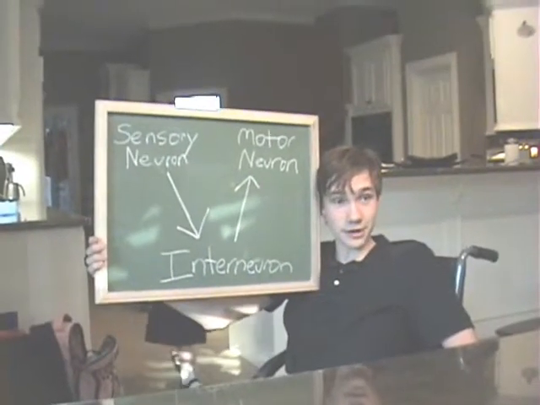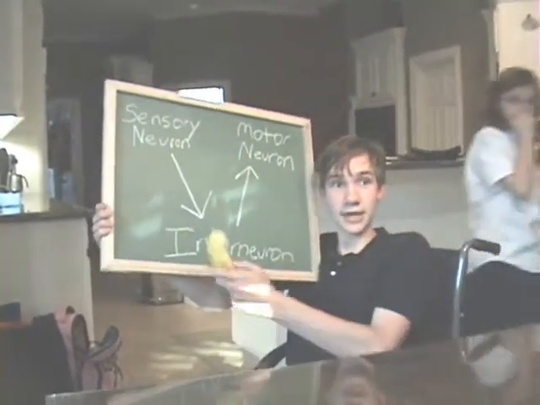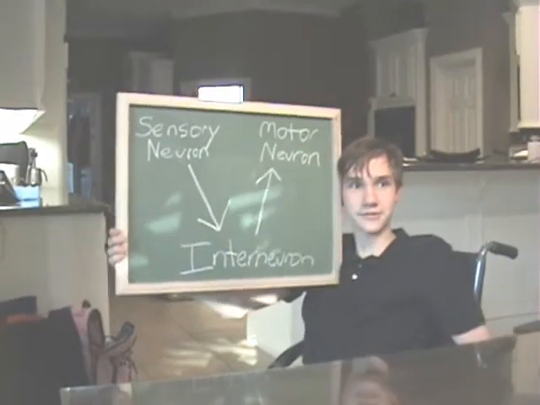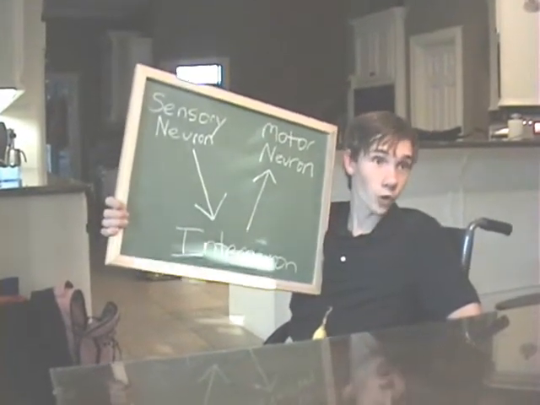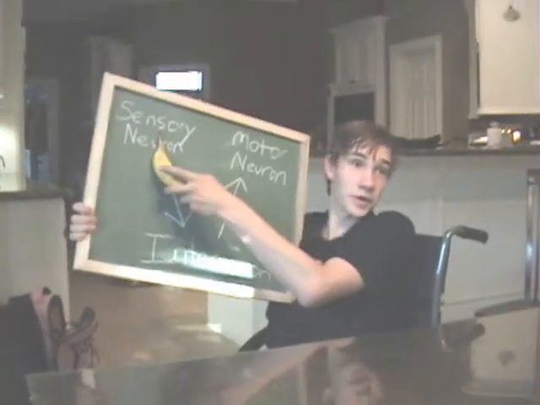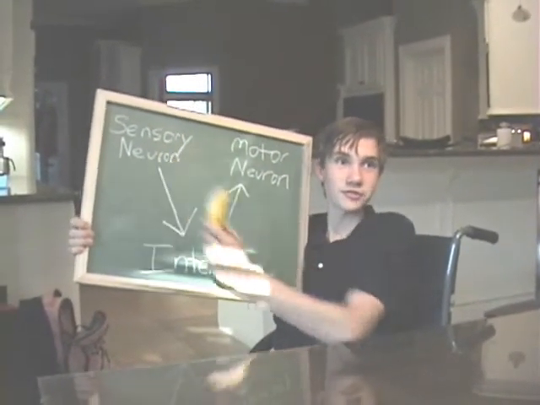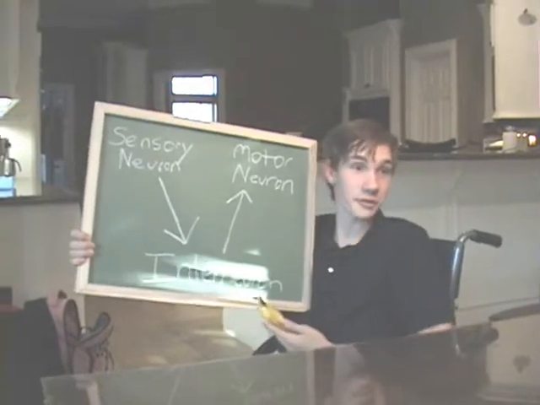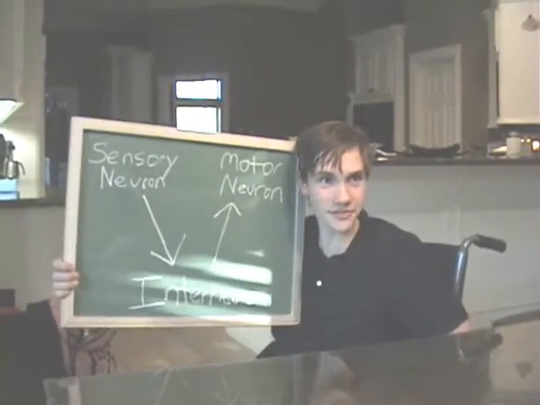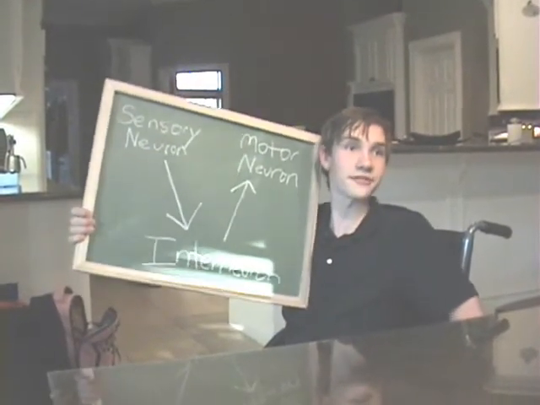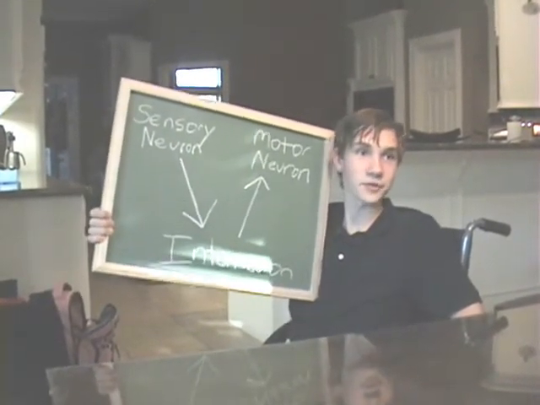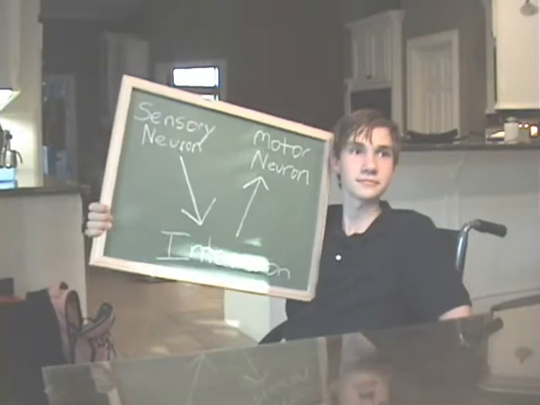There are three types of neurons: sensory neurons, interneurons, and motor neurons. Your five senses receive information from the world around you. The sensory neurons send that information through nerve impulses to the interneurons. The interneurons process this information, then send it through the motor neurons back to the effector, which is a muscle or something that brings about a response.